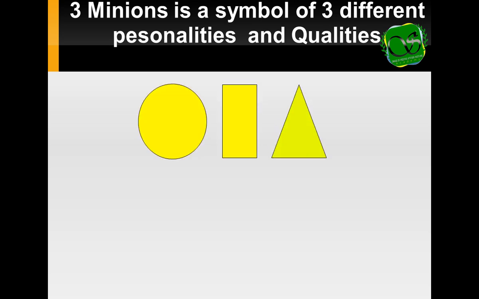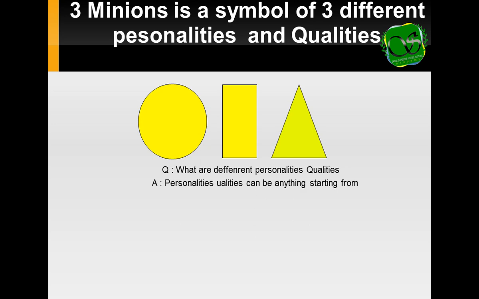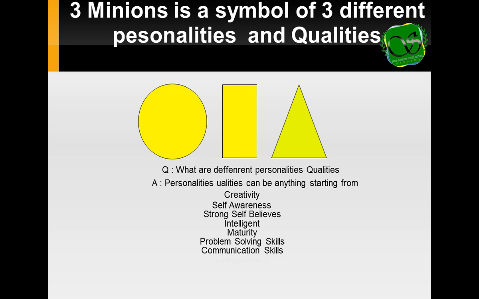Put them there. Great. So we can actually see what we're going to talk about here. The question I actually get most from people is what are the different personalities and qualities? And personalities and qualities can be anything starting from creativity, self-awareness, strong self-belief, intelligent, maturity, problem-solving skills, communication skills, independency, visionary, self-esteem, focus, and accuracy.